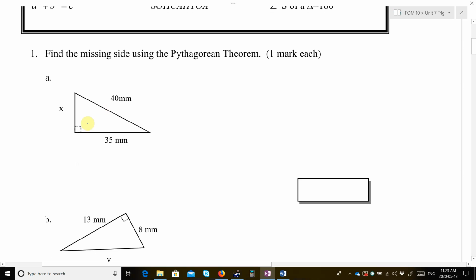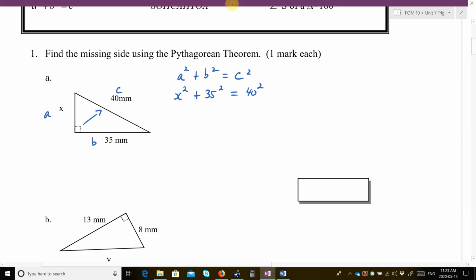Remember you have to identify the hypotenuse because that is C in the formula. The hypotenuse is always across from the 90, so that is C. And once you have C, it doesn't matter how you label A and B. Since we're trying to find this side X, we've called it A. We'll go a squared plus b squared equals c squared. A is the x that we want to find, so x squared plus b is 35, 35 squared equals 40 squared.